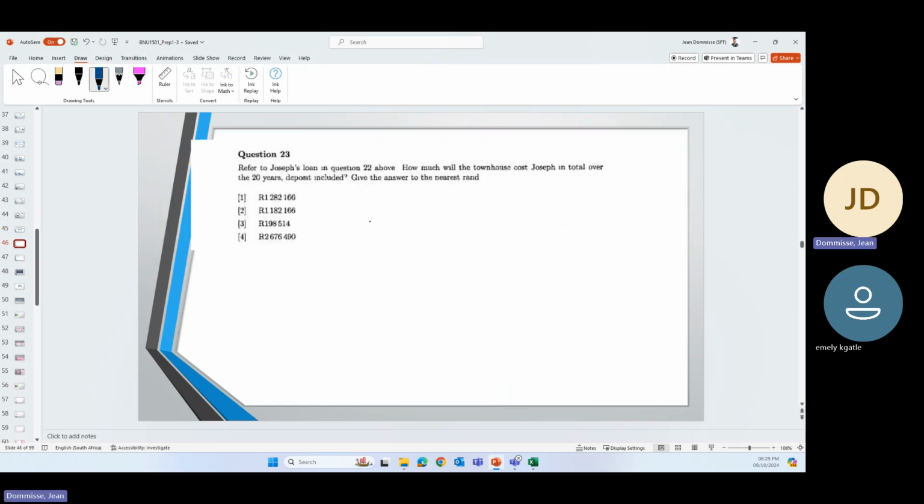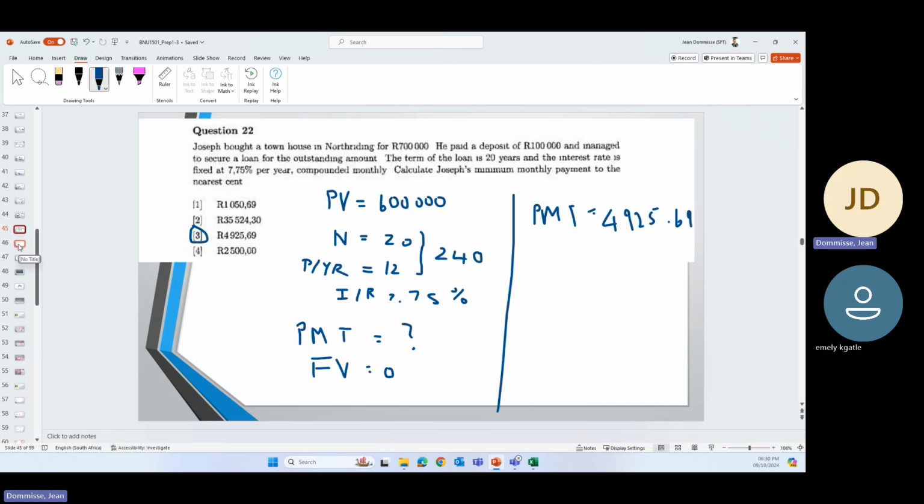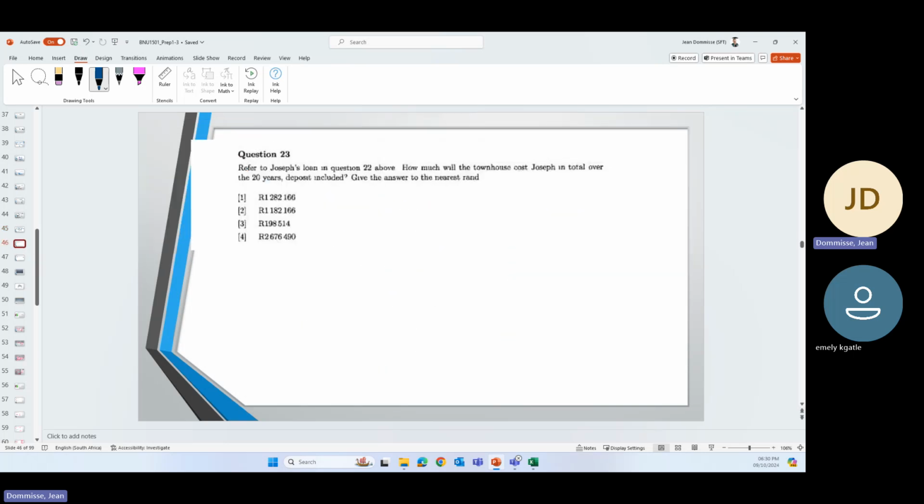Okay, so then we go on to the next one with some of the previous information. So referred to Joseph's loan in question 22. How much will the townhouse cost Joseph in total over the 20 years, deposit included? Give the answer to the nearest rands. Okay, so what they basically want us now to work out is what's the total cost.